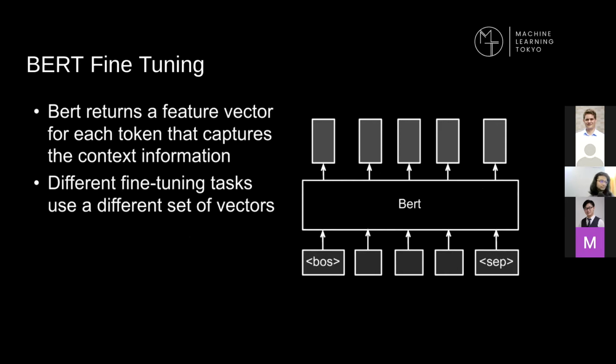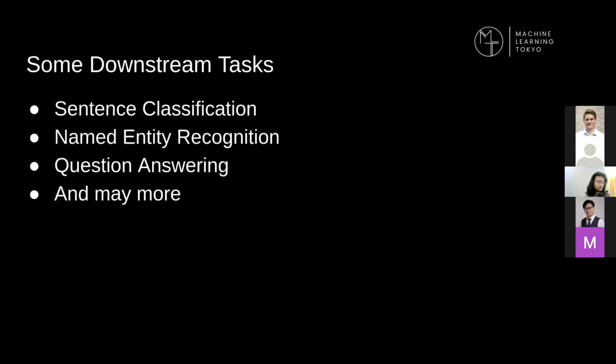So BERT returns a feature vector for each token that captures the context information. Different fine-tuning tasks use different sets of vectors, right? So you can put it inside BERT and that will give you different features, right? And then you can manipulate these features in order to facilitate your downstream tasks. Some of the downstream tasks are sentence prediction, named entity recognition, question answering, and many more, I guess.